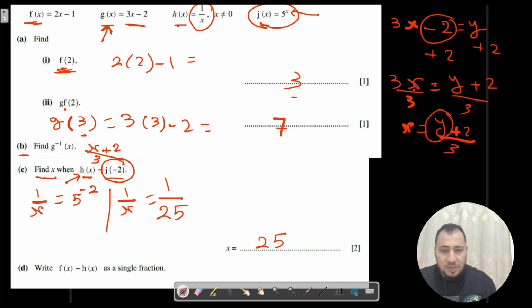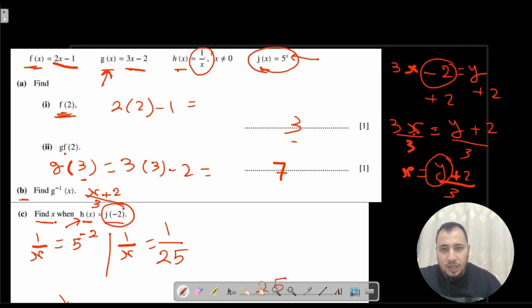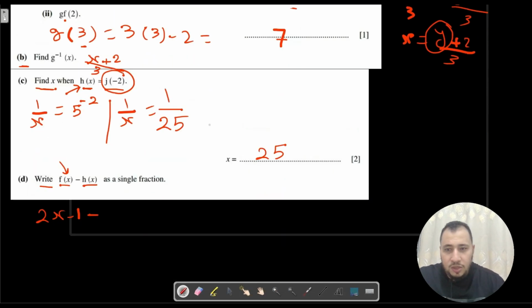This is so simple. Now let's take a look at question D. In question D, write f of x minus h of x as a single fraction. Again, we are going to substitute f of x with its value, which is 2x minus 1, as mentioned up here, minus h of x. What is the value of h of x? H of x, as you can see, is 1 over x. So this is minus 1 over x.